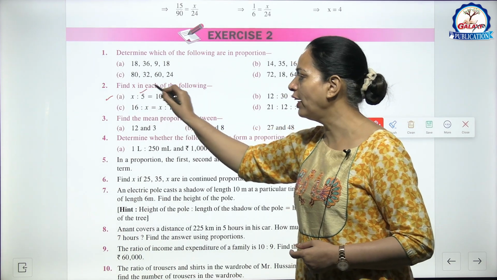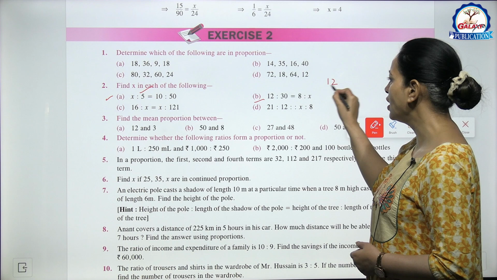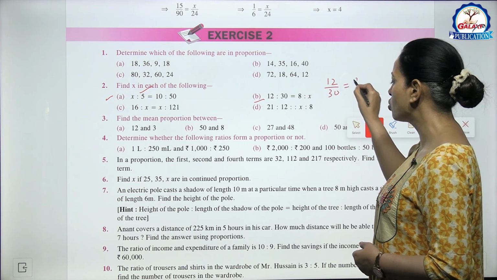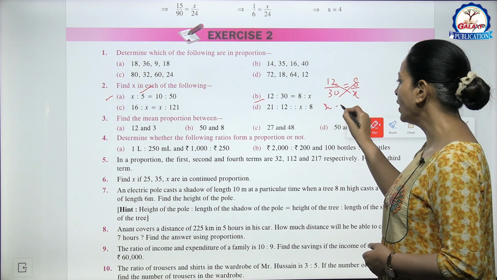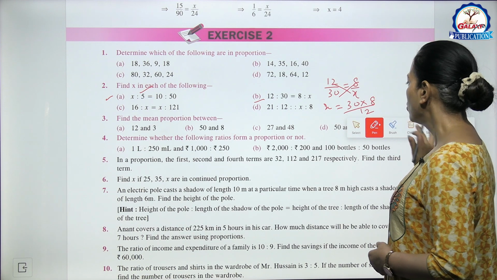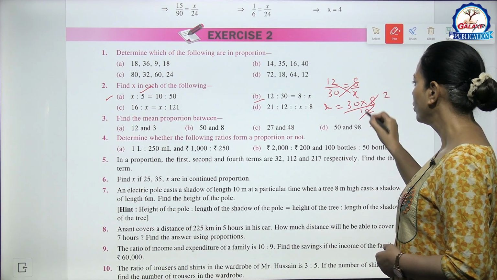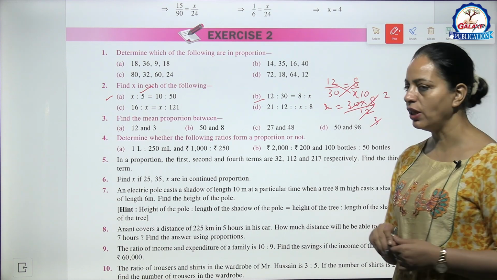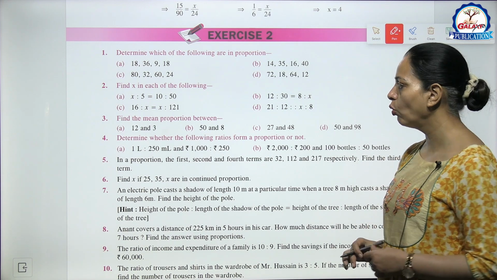Question number 2, find x. Okay, like here B part, 12 is to 30, 12 upon 30 equals to 8 upon x. Now cross multiply. So x equals to 30 into 8 upon 12. So now what to do? Cut it by 4. So answer is 20, right? So I hope remaining parts you can try on your own.